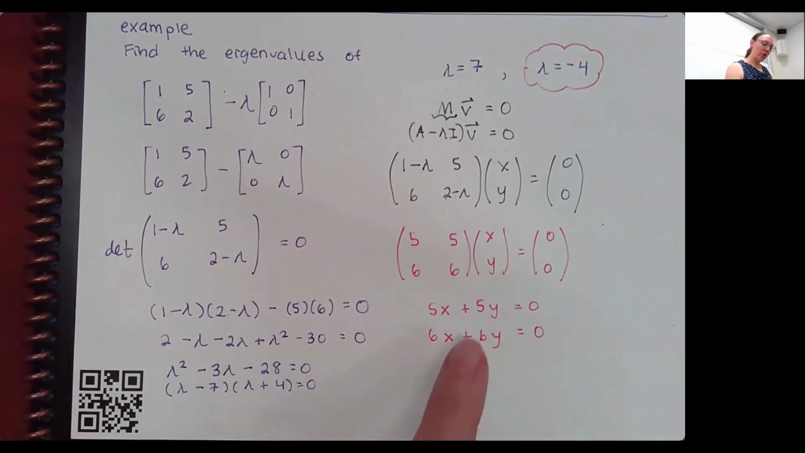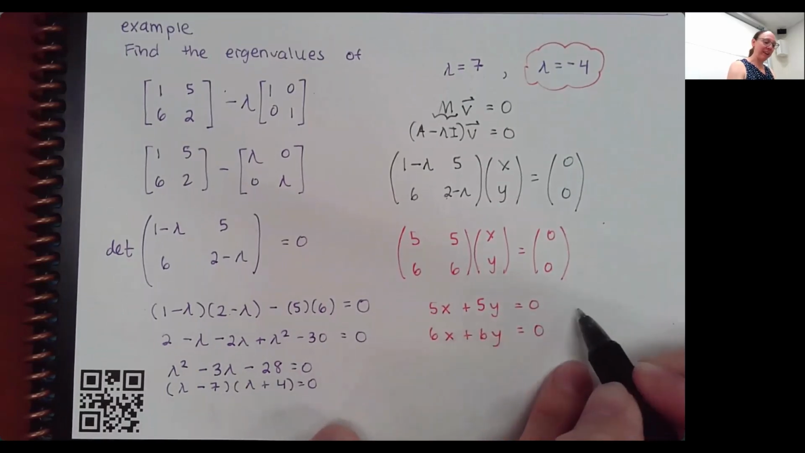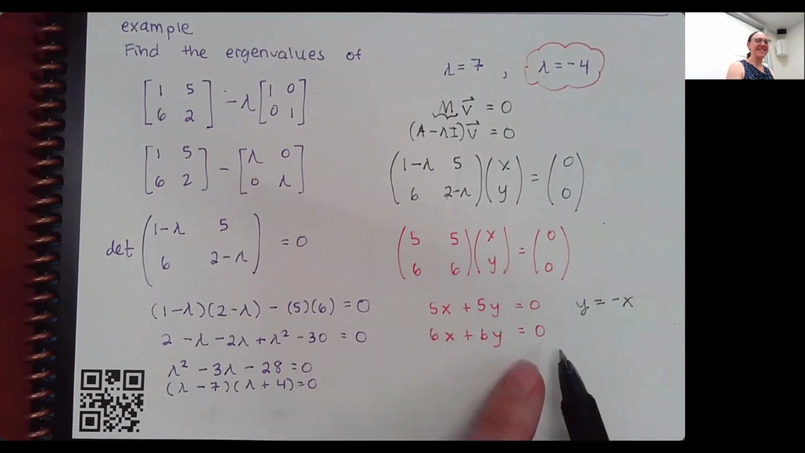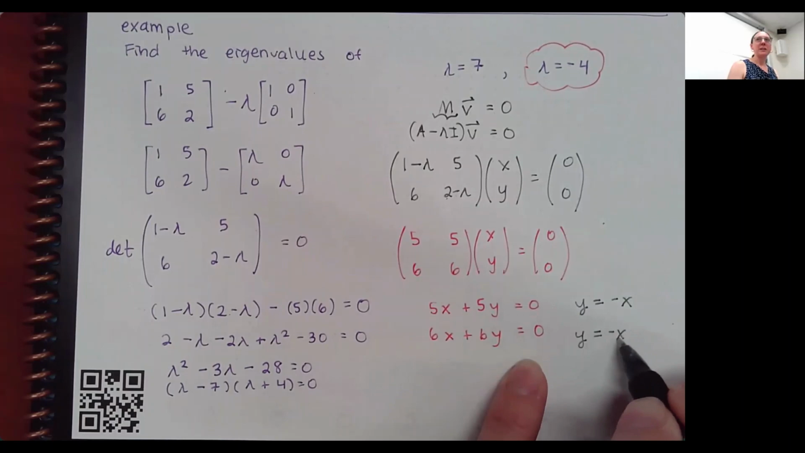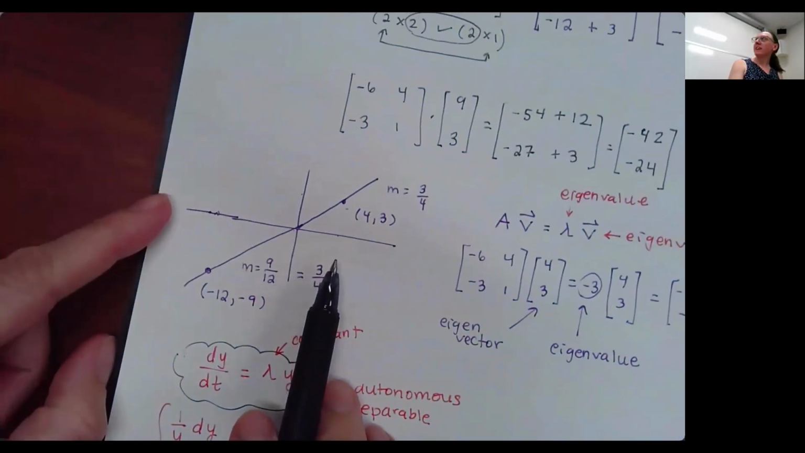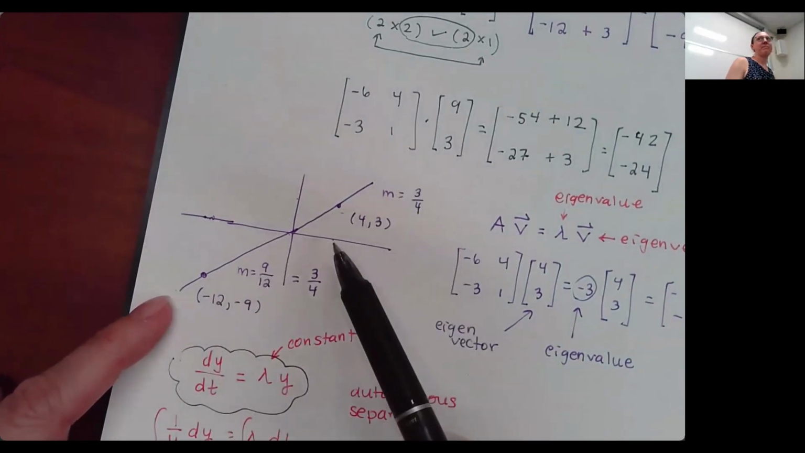So if I took that top equation and rearranged it to say y equals, I could subtract the 5x from both sides, divide both sides by 5, and I would get y is equal to -x. Well, if I do the same thing here, I can subtract the 6x over, divide both sides by 6, and I also get that y is -x. So it turns out that any point on the line y equals -x is going to be an eigenvector. And tying that back to that first example that I did, any point on this line would be an eigenvector.